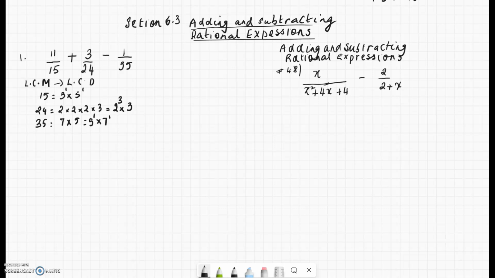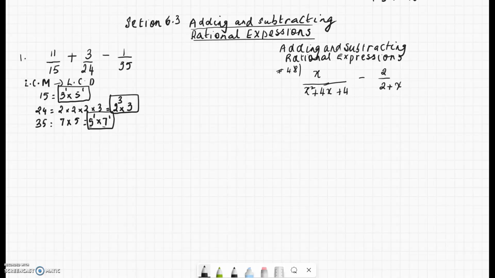And remember, they all have to be primes. The bases have to be prime numbers. So you have to break it down completely. Now, look at the exponential form for each number. Pick the largest factor in each category.